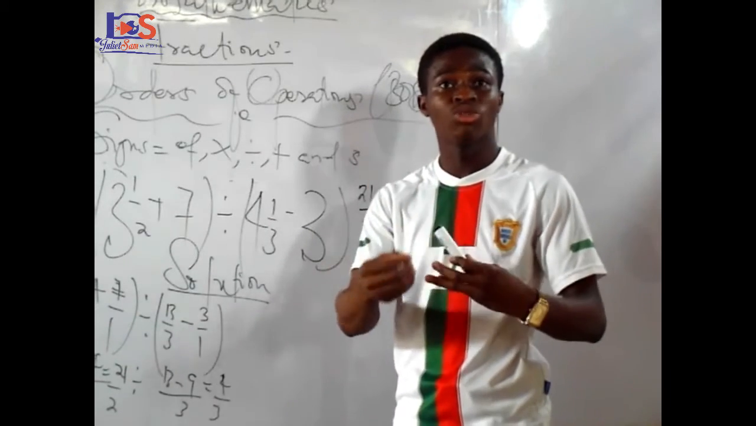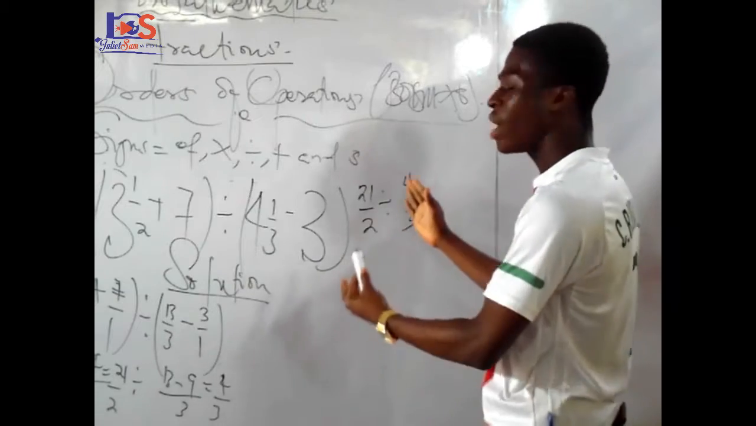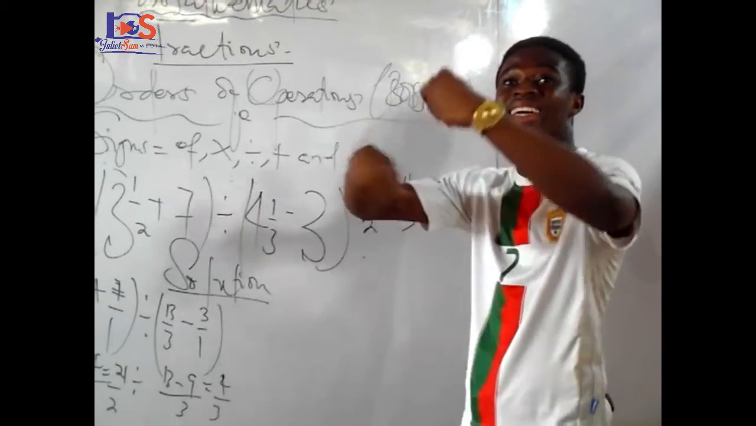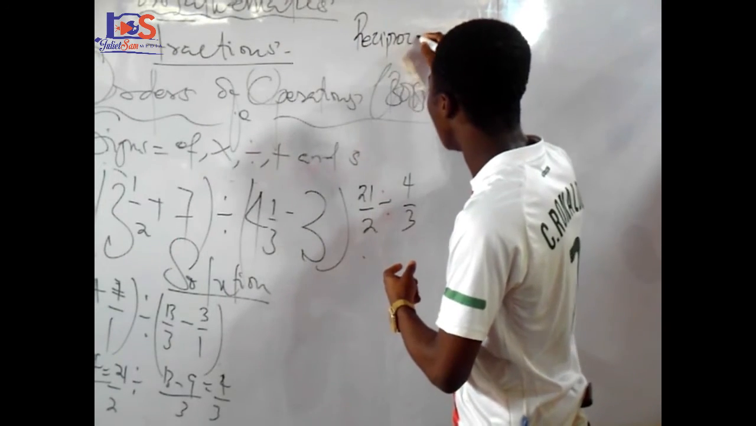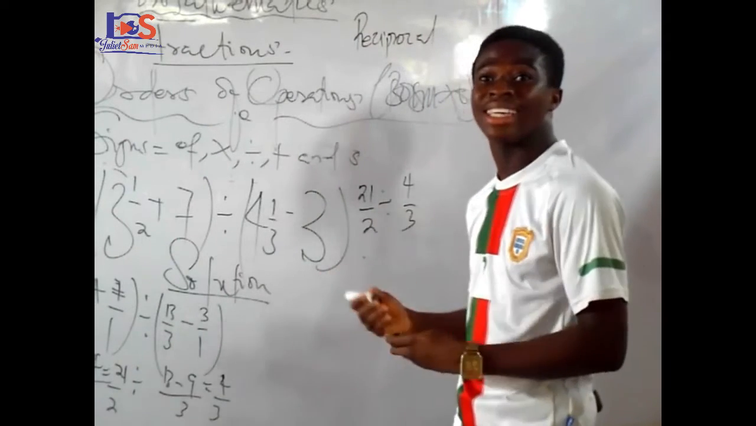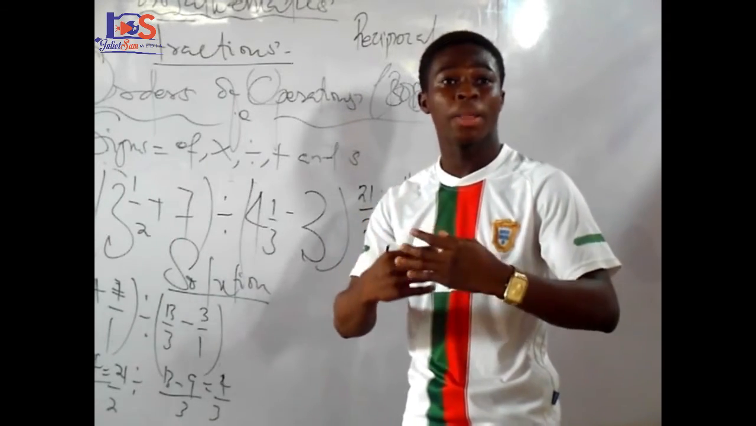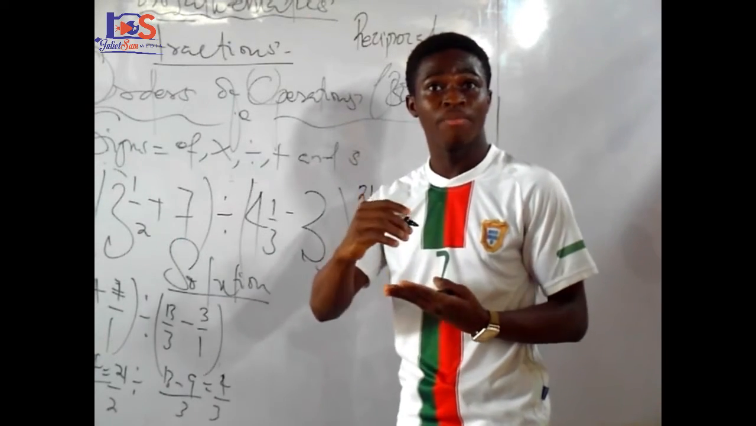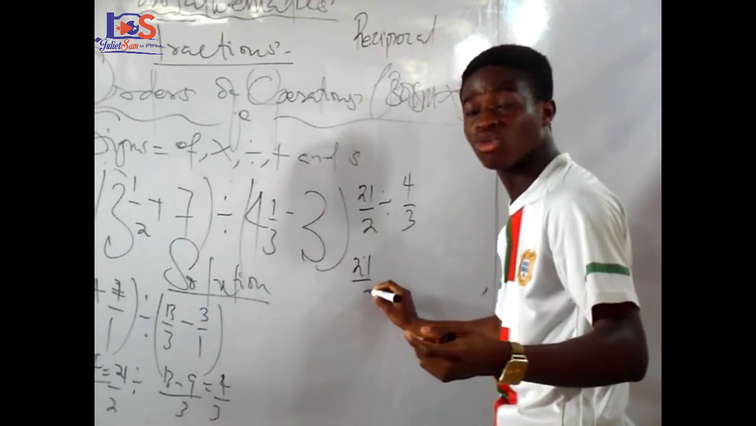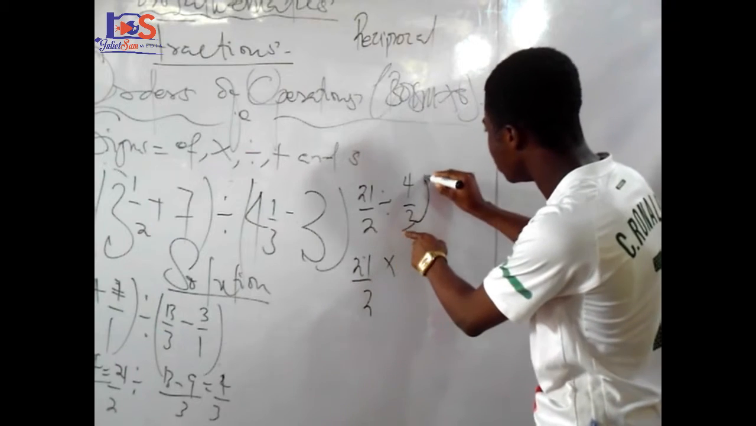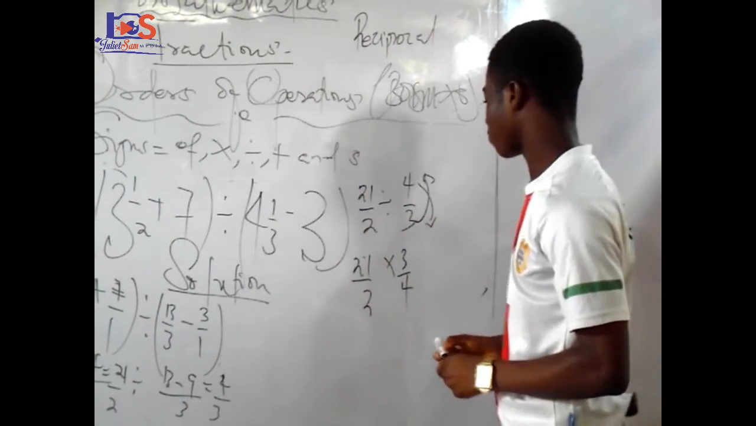You need to change the division's word, multiplication. How do you do that? This is a situation whereby your right hand side fraction is being turned upside down. That is what is called the reciprocal way. Reciprocal. To reciprocate the right hand side fraction. How do you reciprocate it? It is a situation whereby the denominator tends to be the numerator and the numerator tends to be the denominator. So we have 21 over 2 times, this tends to be the numerator and this tends to be the denominator. Whereby we have 3 over 4.